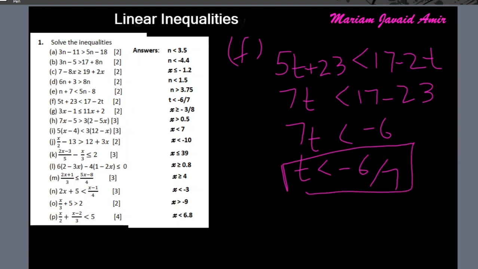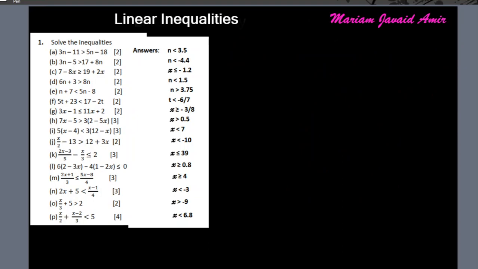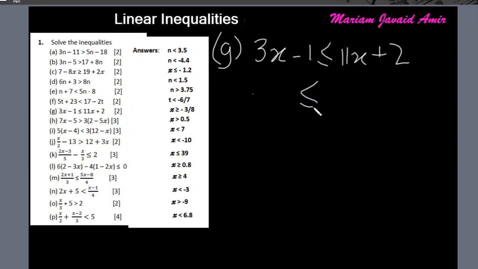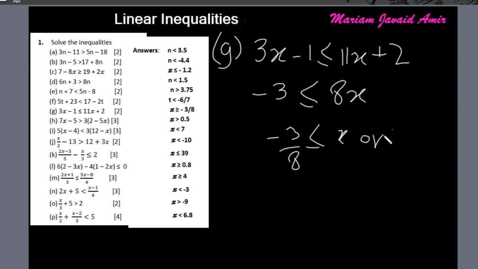Next part G, which is 3x minus 1 less than or equal to 11x plus 2. Bringing 2 to the left hand side, we get minus 3. Taking 3 to the right hand side, and we get 8x, and then to find x, we'll divide this with 3. So either write it like this or x is greater than or equal to minus 3 over 8.